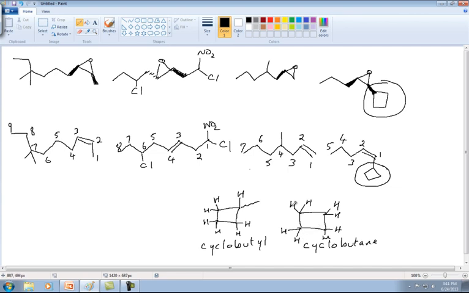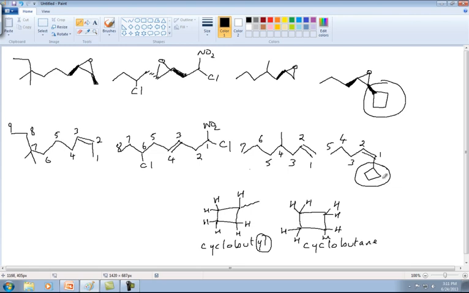So any time that we want to figure out the name of a group, all we have to do is find the name of the compound it would make, then take off the ane and add YL. So YL will be the suffix that you'll see for most substituent groups. So it's not cyclobutane, it's cyclobutyl.